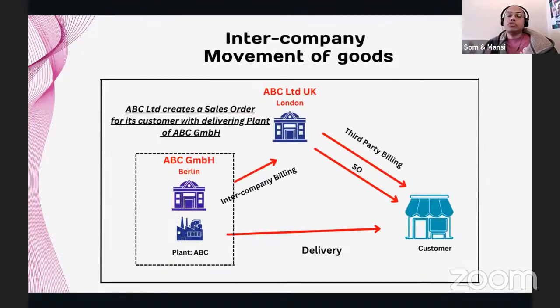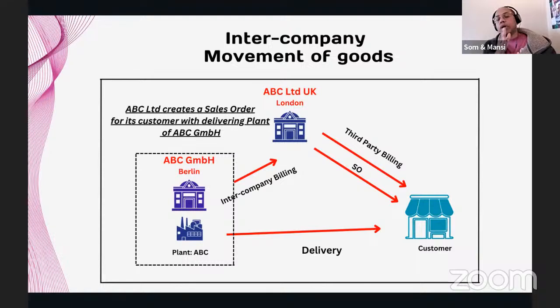Okay, so now let's understand the intercompany movement of own goods. We'll discuss two different scenarios and how this usually happens in real life circumstances. This scenario is a sales order driven scenario whereby ABC Limited in the UK creates a sales order for its customer. That's the customer, as you can see on the right side. A sales order is the primary, initial sales document. It triggers multiple other delivery documents and billing documents subsequently.